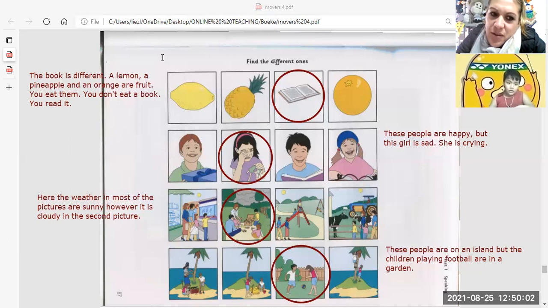Here the weather. The weather in most of the picture are sunny. However, is it cloudy in the second picture? Good. These people are on an island, but the children playing football are in the garden. Yes, okay. Let's see if you're gonna remember it.